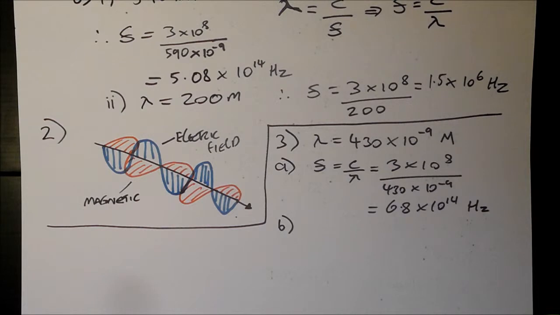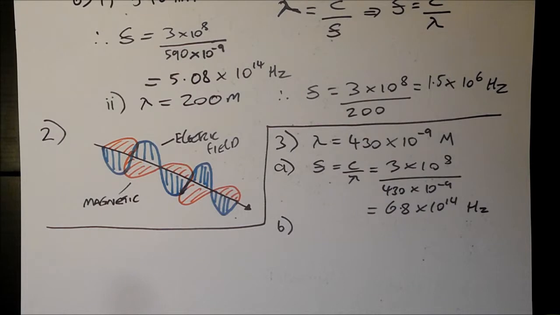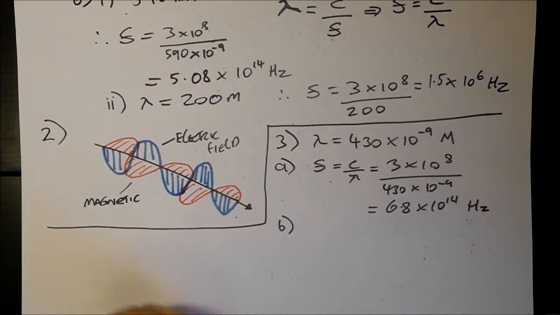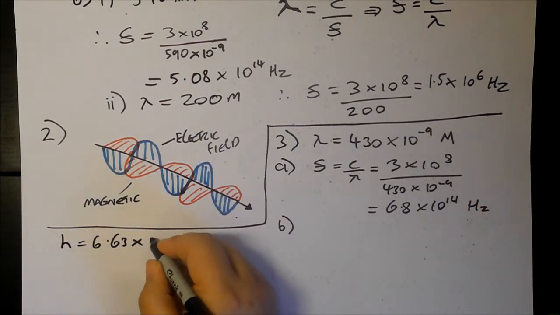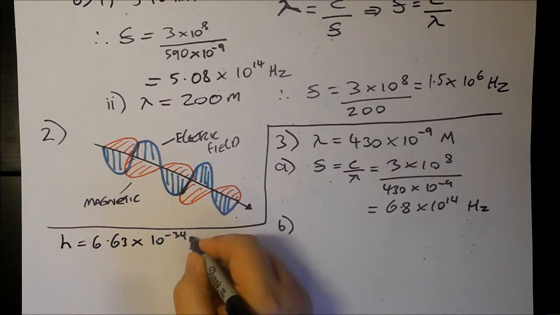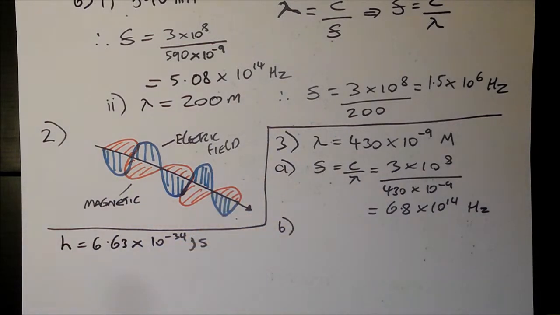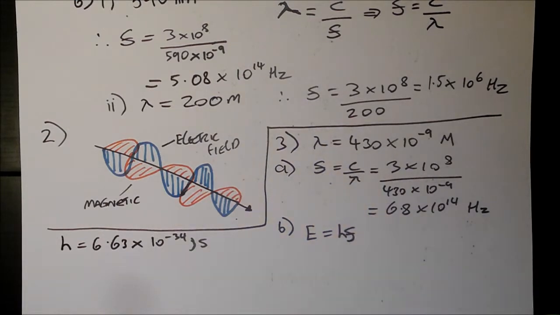the energy of a photon of this wavelength. So photon energy, we're going to need to use the photon energy equation, that links frequency to energy, and it links it via Planck's constant, which we must remember is 6.63 times 10 to the minus 34 joule seconds. So the equation is E is equal to HF. Must remember that equation. Very important.